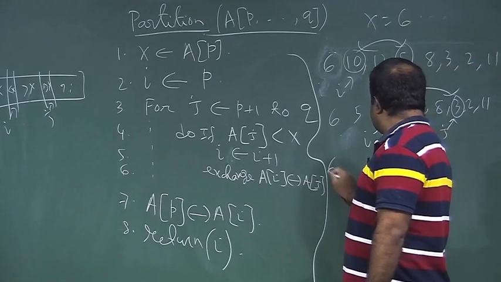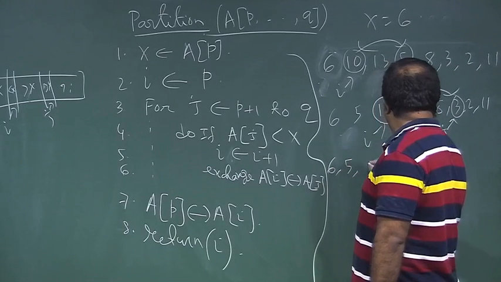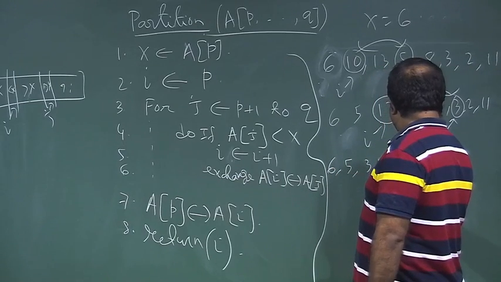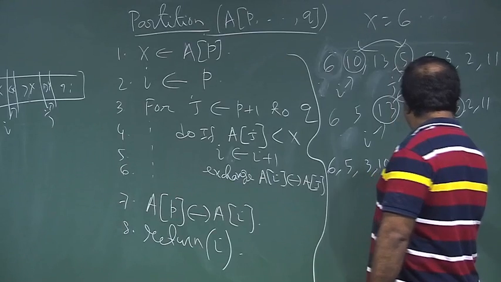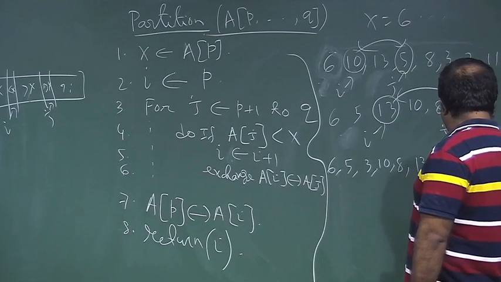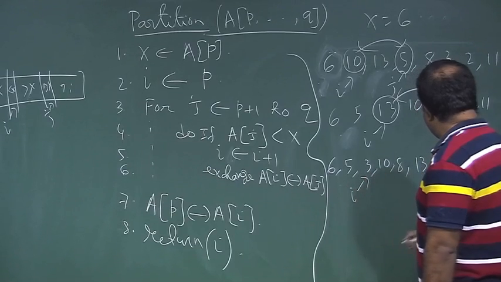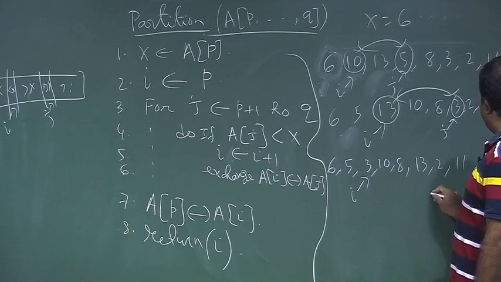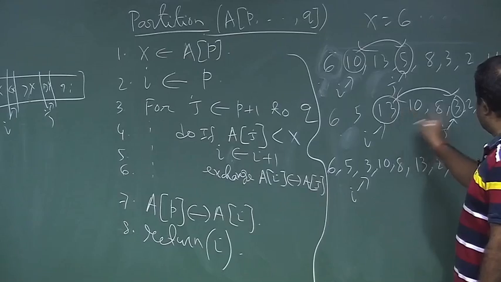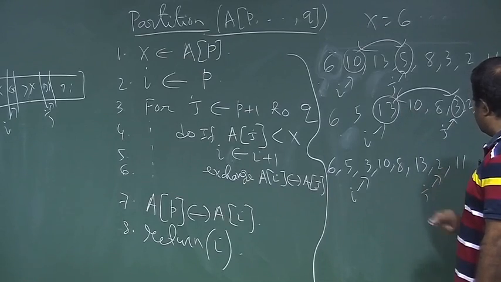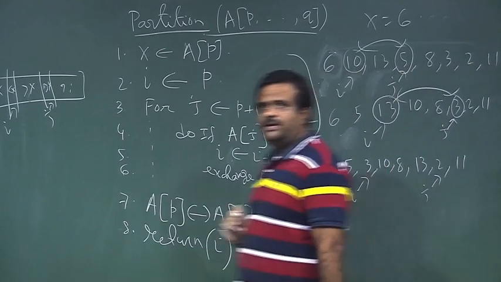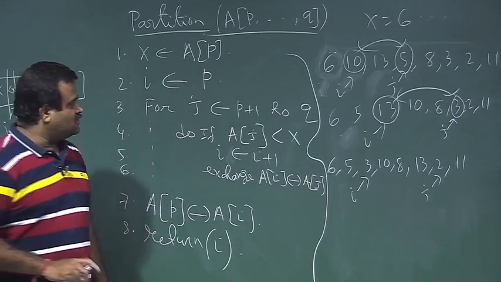So, this will give us 5, 6. So, this is 3 and 10, 8. So, 13 will be going there, 11. Okay. Now, I is pointing this 3 and now J is pointing this. So, 3 and 13 has exchanged, J is pointing this 2. Okay. So, this is the situation now.